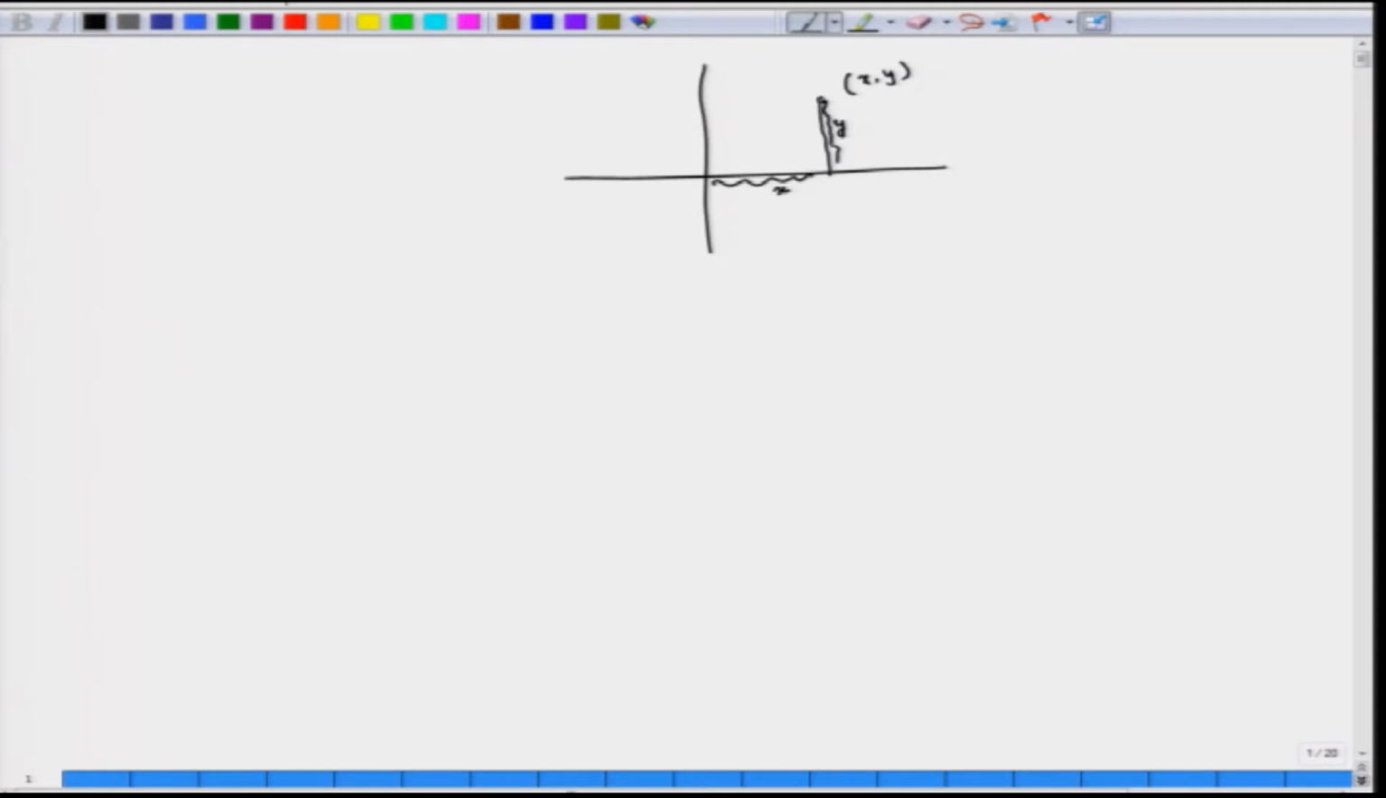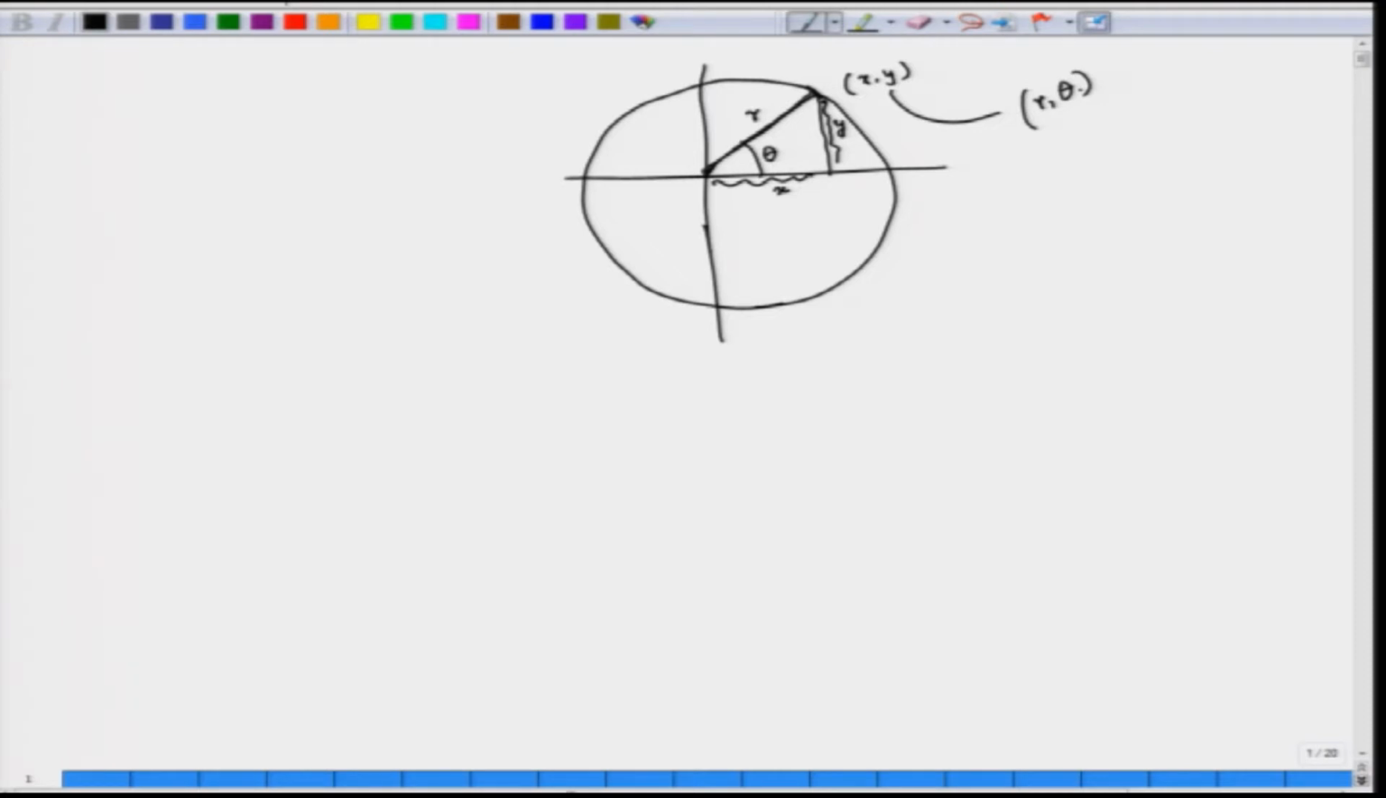Now, as we can see, any point in the plane lies on a circle of radius r, centered at the origin. How do I distinguish between the points on this circle? Although all of them have the same radius and lie on the same circle, they are distinct depending on the angle they make with the x axis, that is theta. So in a sense we can represent this x comma y as r and theta.